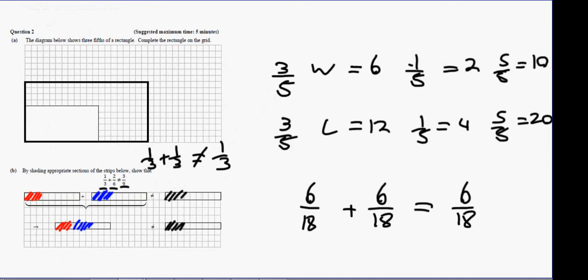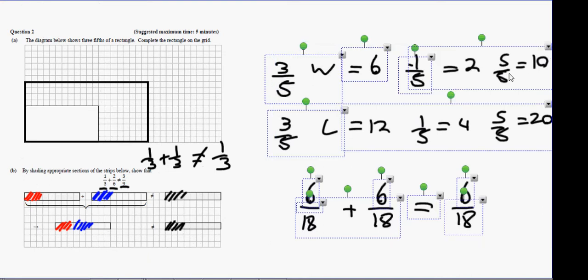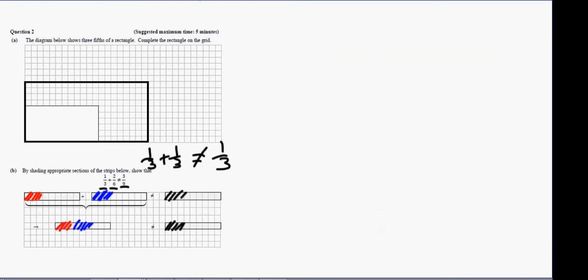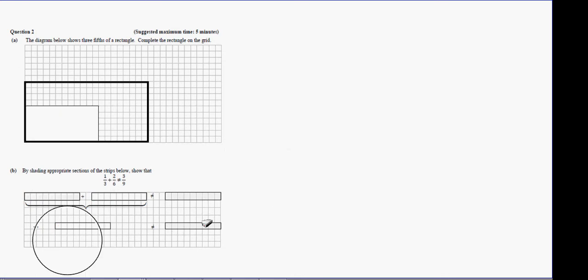Okay, number 2. Now, what we have here is the diagram below shows 3/5 of a rectangle. Complete the rectangle on the grid. So here's what you do.